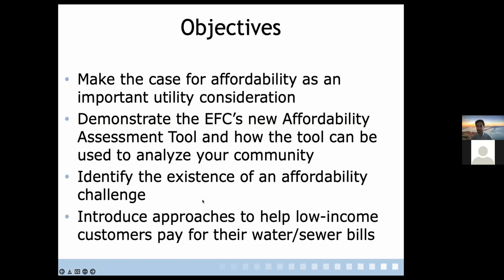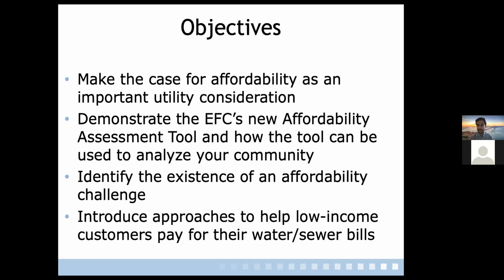So today's objectives that I wanted to go over for the presentation are: one, to make the case for affordability as an important utility consideration. Then we're going to demonstrate the EFC's new Affordability Assessment Tool. And this tool can be used to analyze your community's rates and how affordable they are for a whole range of customers. And for this part, I'll be actually doing a live demo of our tool.